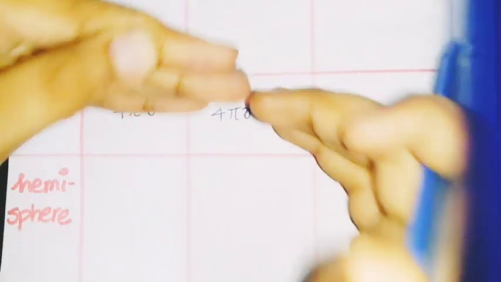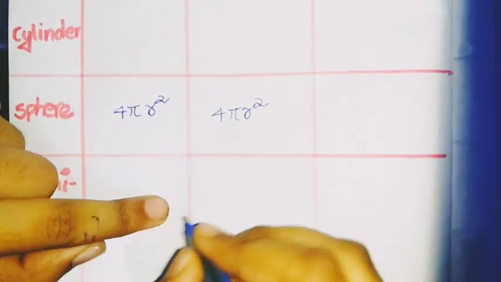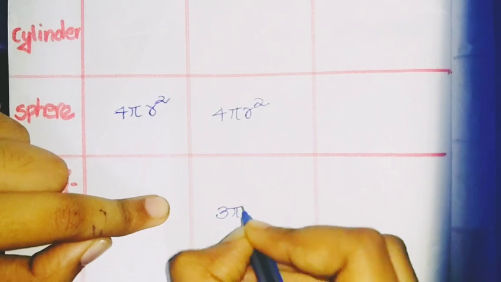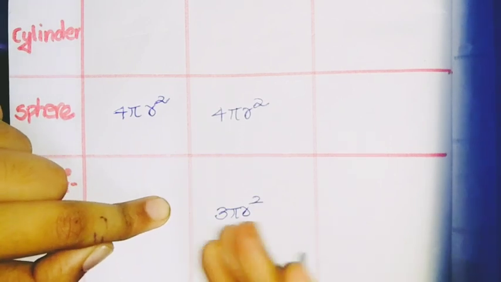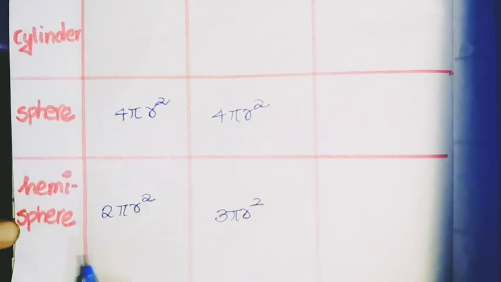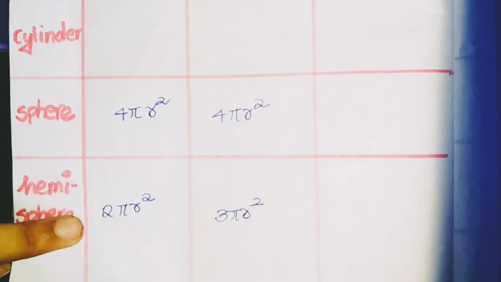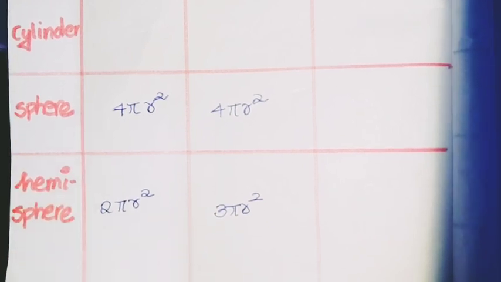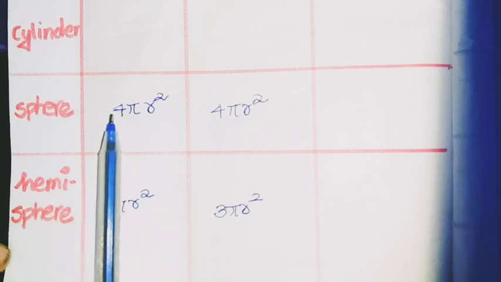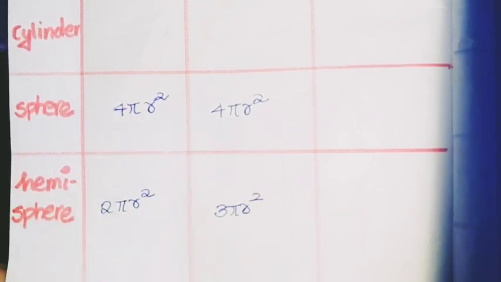Now I'm going to reduce. Before 4 what will come? 3 will come. Write that 3 over here. 3 pi r square, and before 3 what will come? 2 will come. 2 pi r square. So this I have filled for hemisphere. How nice the trick is. See, 2 pi r square, 3 pi r square. Now you will ask me, ma'am, why is that so? Here 4 is the same, but here why is it 2 and 3?